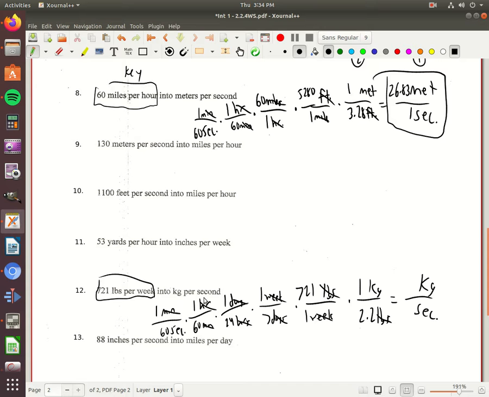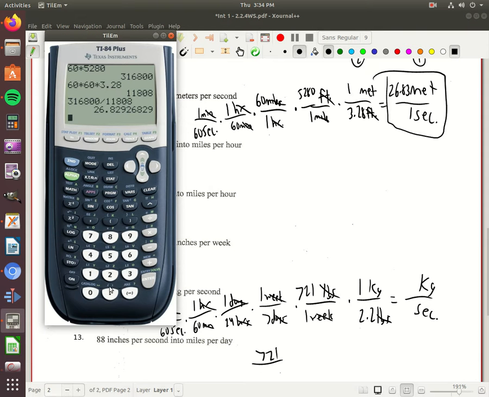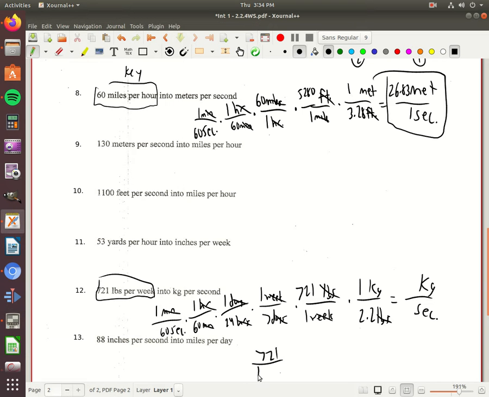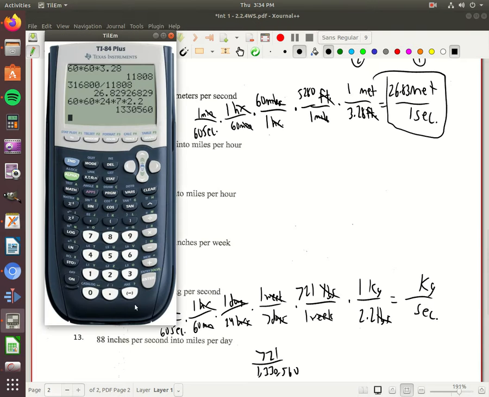So I'll multiply the top, 1 times 1 times 1 times 1 times 721 times 1. Pretty easy, 721 on top of my fraction. The bottom won't be as easy. The bottom will be 60 times 60 times 24 times 7 times 1 times 2.2. And I'm going to get 1,330,560.